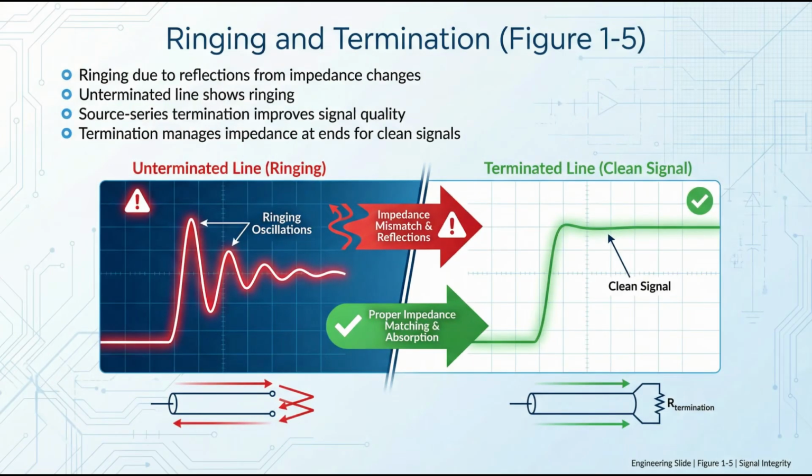Ringing and termination. The figure shows ringing on an unterminated line and good signal quality when a source series termination is used. What we often call ringing is really the result of reflections caused by impedance changes. Termination works by managing the impedance at the ends so the signal doesn't see a sudden change.